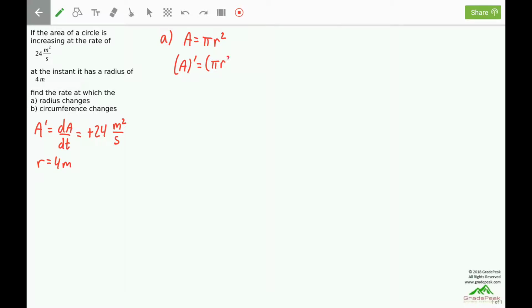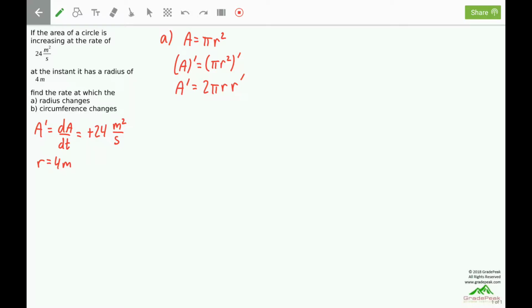Taking the derivative with respect to time on both sides is indicated by a prime on both sides. Every variable here is implicit with time, so every variable will have a prime when you take its derivative. On the left side, the derivative of A is a 1, but then times A prime. On the right side, we start with the power rule, bring the 2 down, multiply it with the pi, subtract 1 from the power, and then multiply by the derivative of the inside, which will give us an r prime. This is our related rates equation.